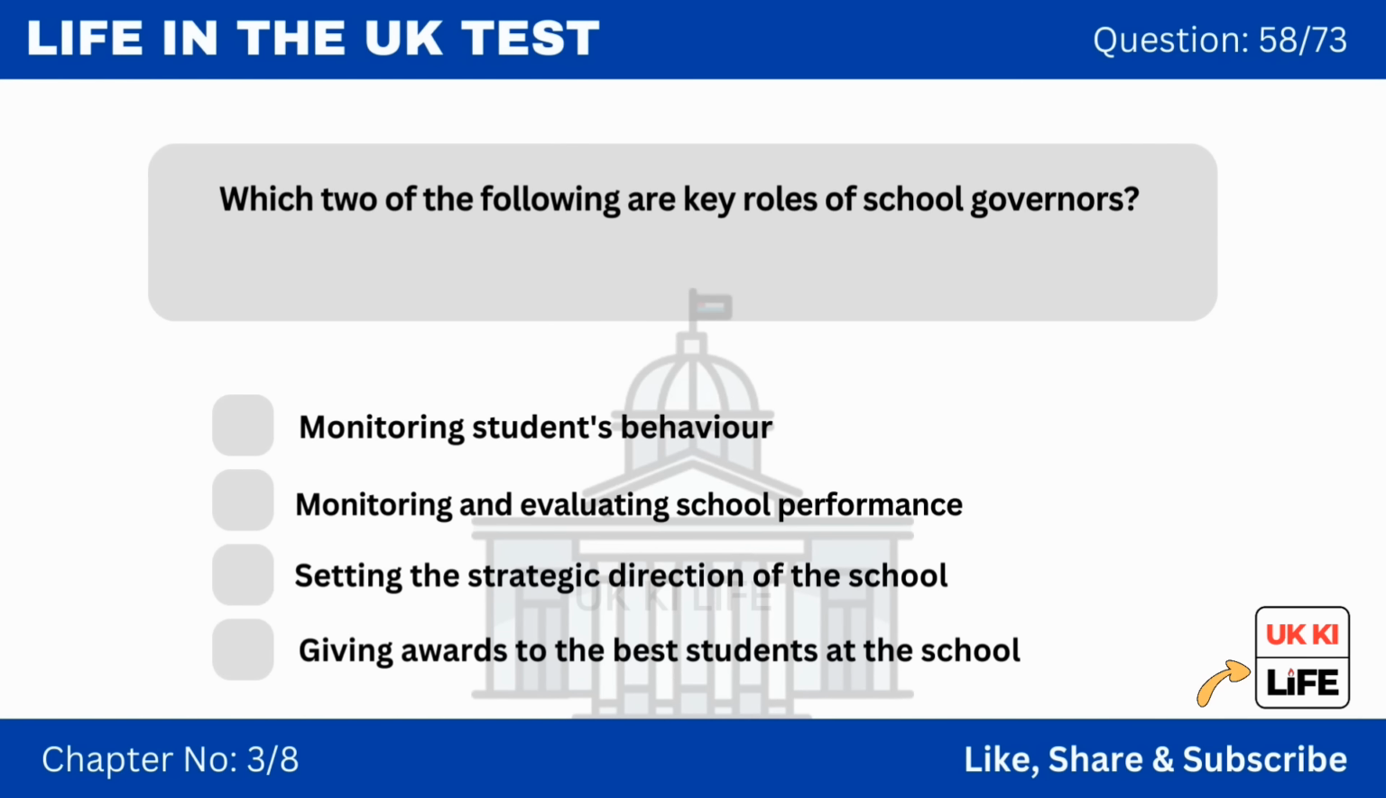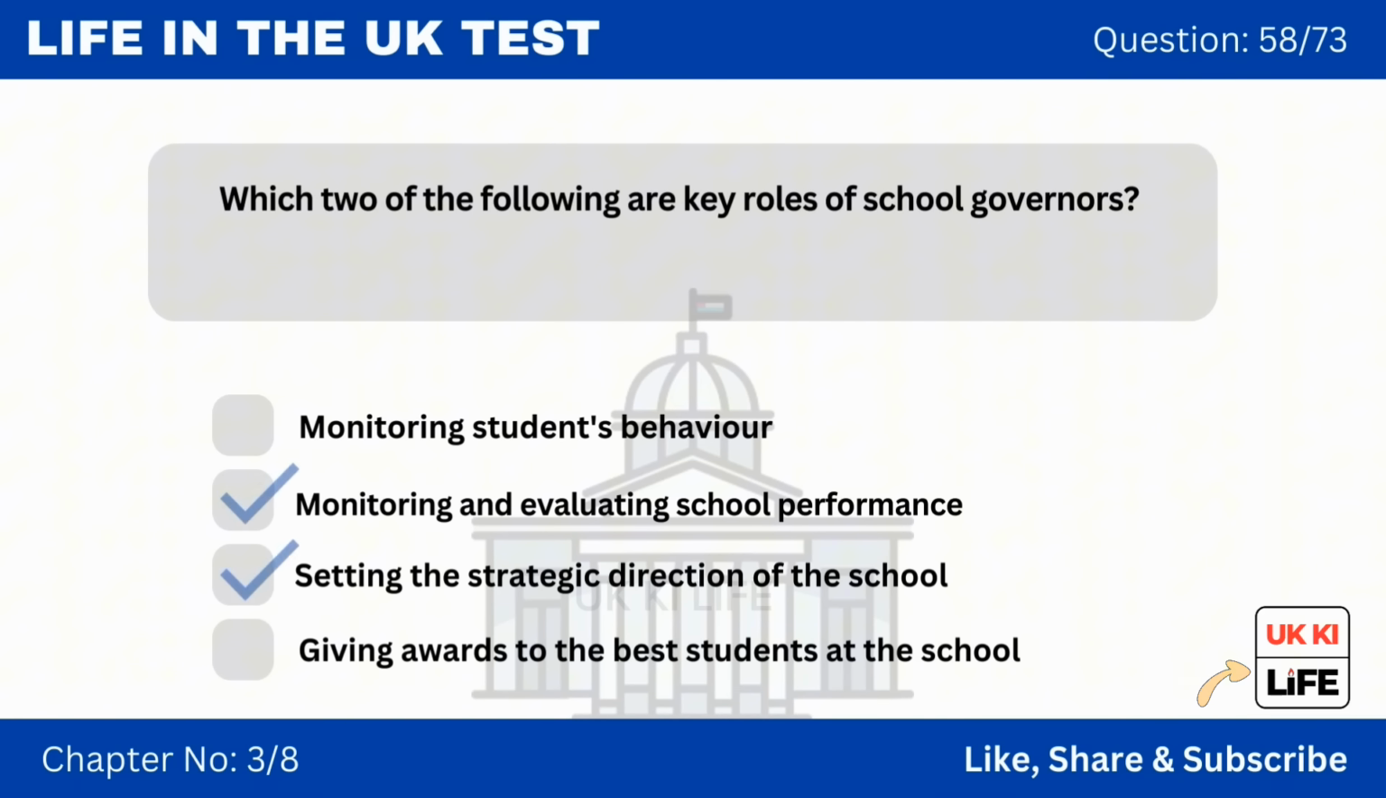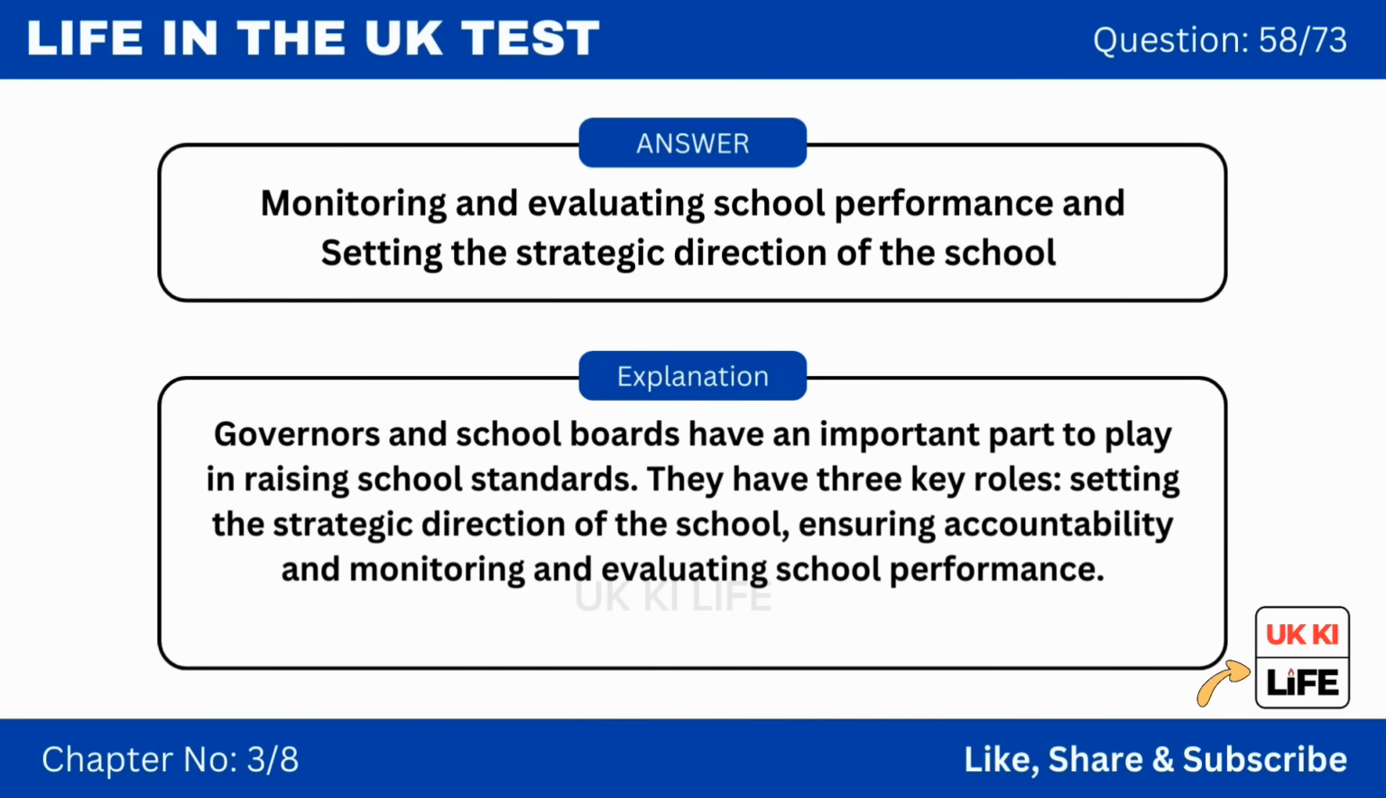Question 58. Which two of the following are key roles of school governors? Monitoring students' behavior, monitoring and evaluating school performance, setting the strategic direction of the school, giving awards to the best students at the school. The correct option is B and C. Explanation. Governors and school boards have an important part to play in raising school standards. They have 3 key roles: setting the strategic direction of the school, ensuring accountability and monitoring and evaluating school performance.